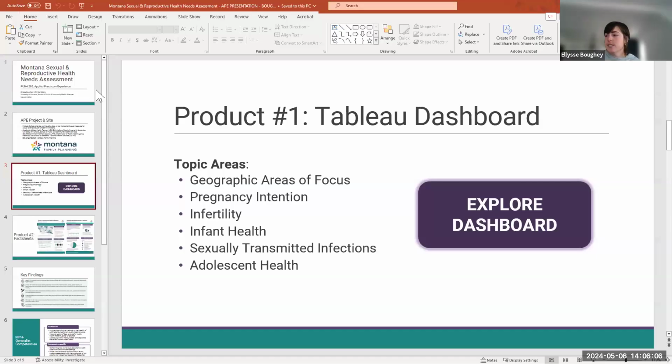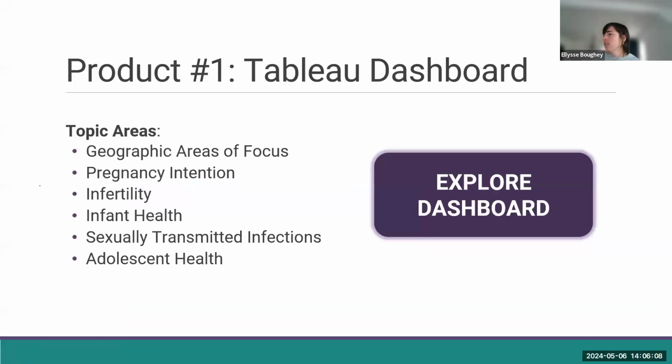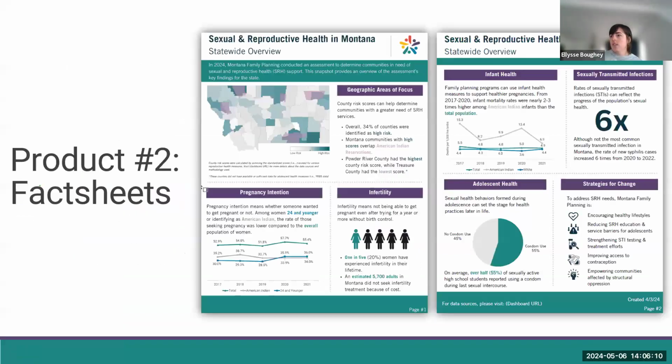So I'm going to hop back into the slides. Okay, my second product included 2 fact sheets. So the one shown here is a statewide overview on the key findings for each of the focus areas that I just discussed. There was also a county template that was created that's not pictured here, so MFP can create county specific fact sheets from the data of the needs assessment.